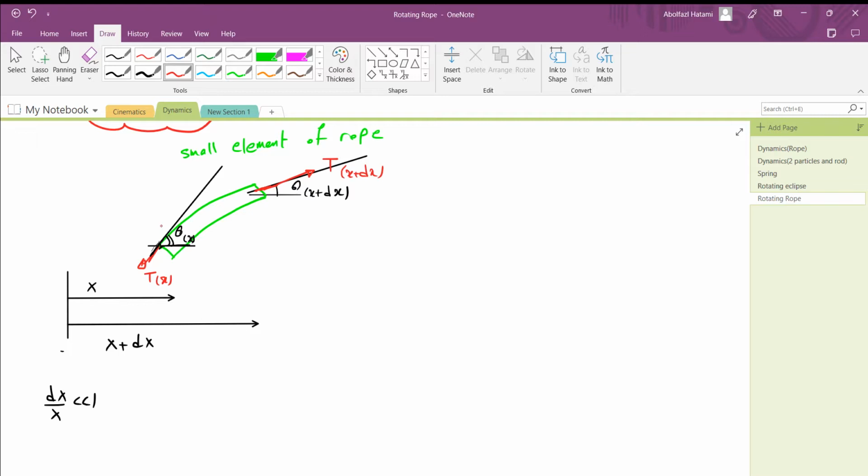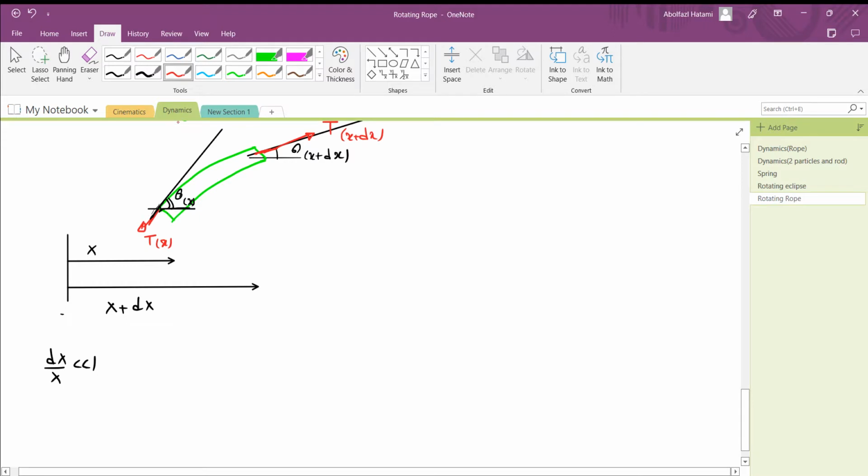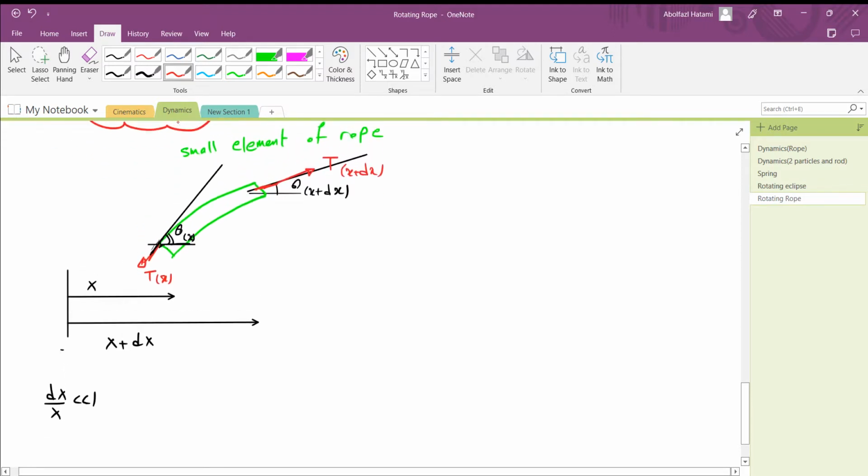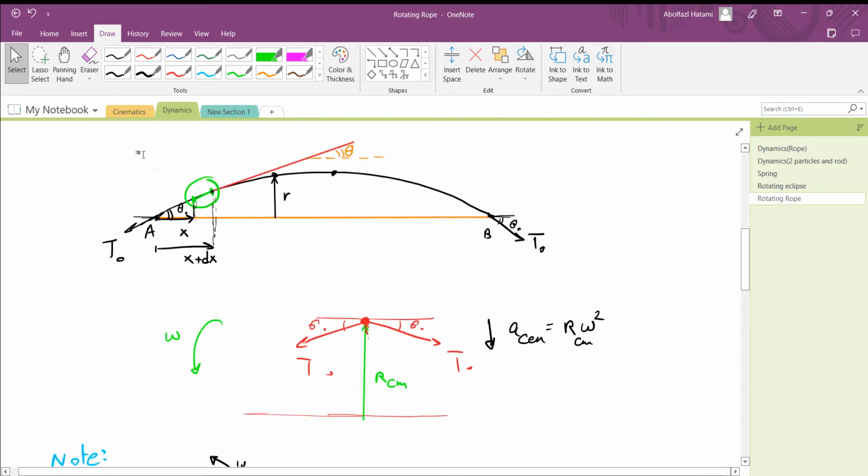And also this part of the rope is actually rotating around the line AB with the constant angular velocity omega. And we can suppose that this r, I actually want to change the notation. I want to call this r f of x. It means that if here is x, it is a function of x, and it is f of x.